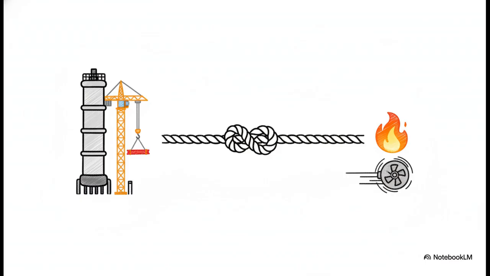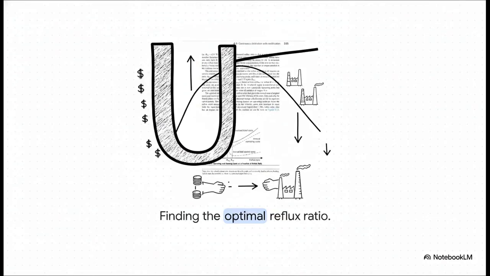If you crank up your reflux ratio, you don't need to build as many physical stages. Awesome, you saved capital. But now you're skyrocketing the energy you have to burn every single day. So that brings us to this U-shaped curve, which is essentially your economic holy grail. It perfectly visualizes this trade-off.